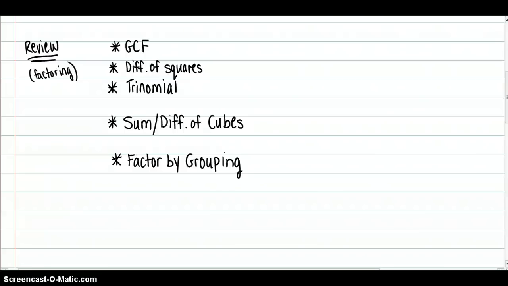So we've got a bunch of different ways to factor, to factor anything for that matter. Remember that GCF stands for greatest common factor. So if every term in your expression has a common factor, we would want to factor it out. Straightforward, right? Difference of squares, let me give you an example of that.